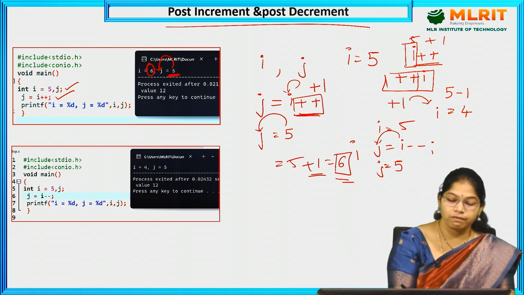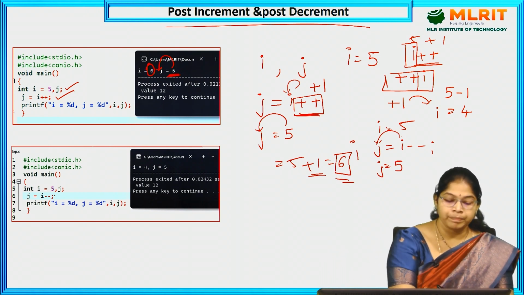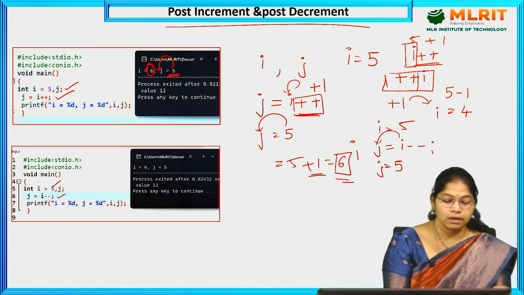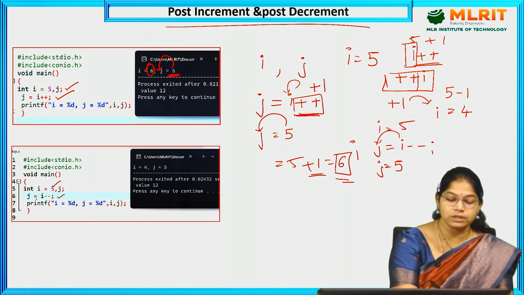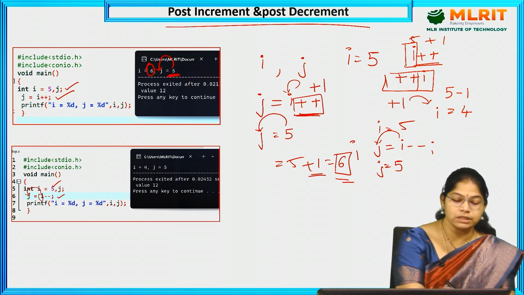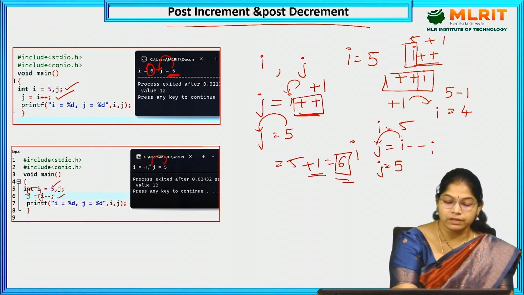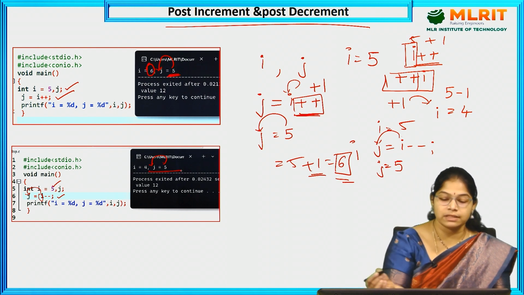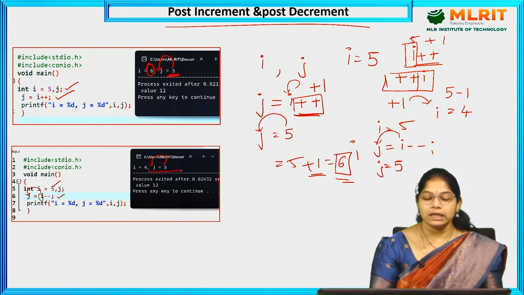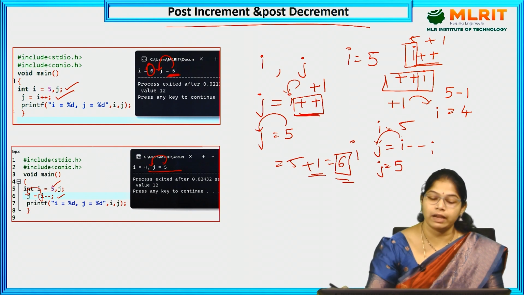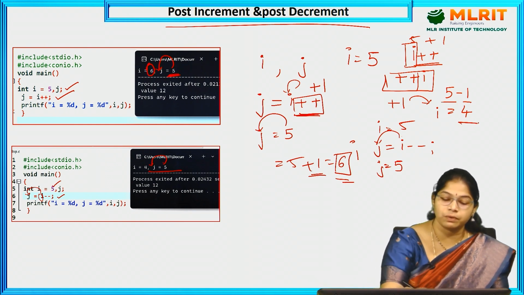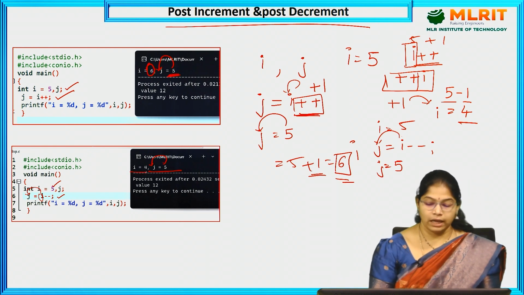If we observe in this example, here I value is 5 and j is equal to I minus minus, where it is a post decrement, that means first I value is assigned to the variable j. That means I value 5 is assigned to the variable j. So here we got output j as 5. After assigning, decrement has to happen to the existing value. So our existing value is 5, 5 minus 1, so the value is 4. So here we got I equal to 4.